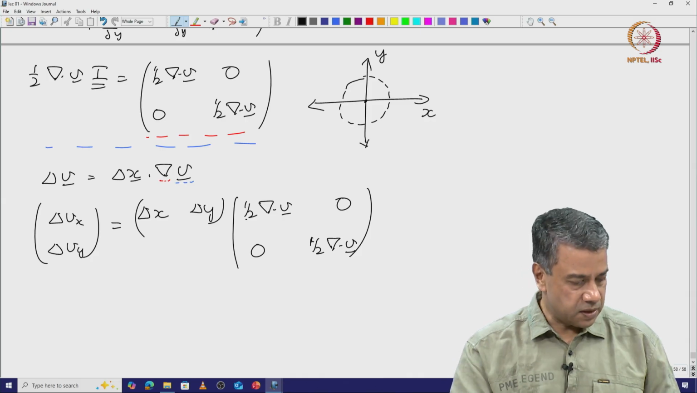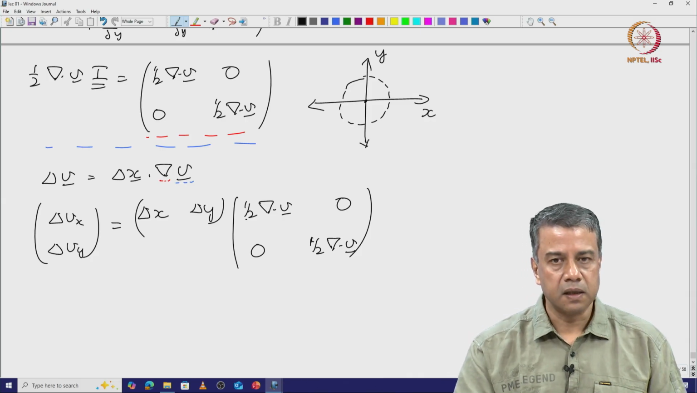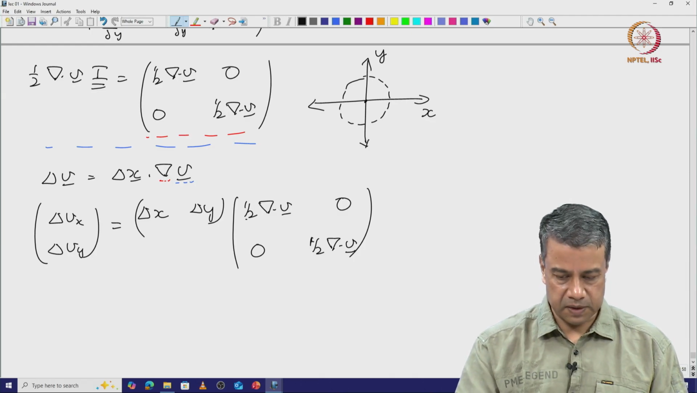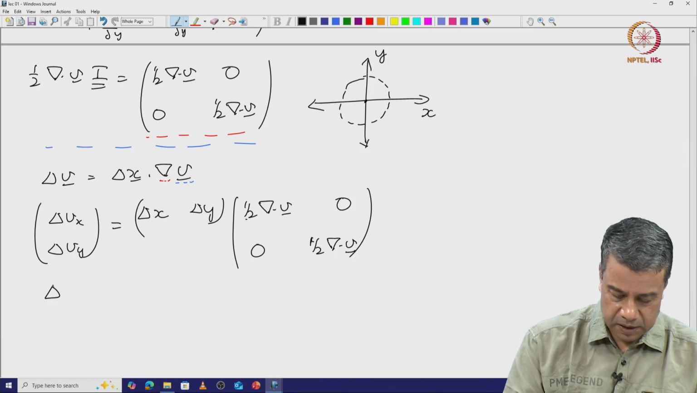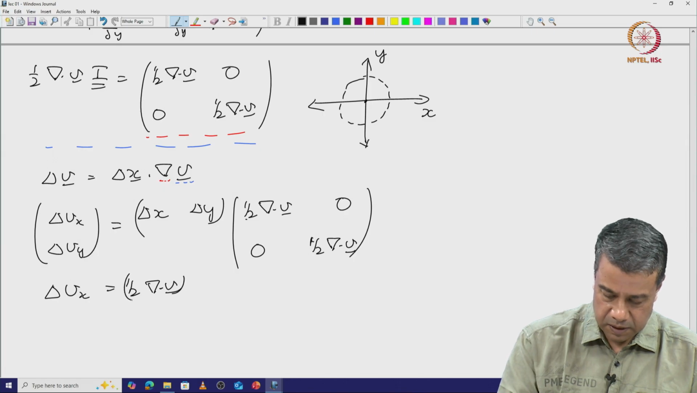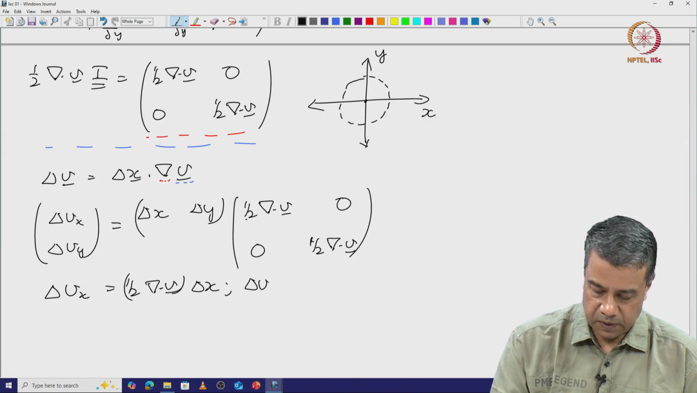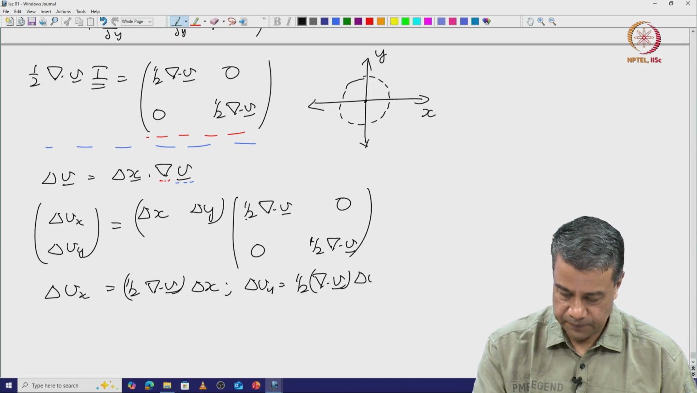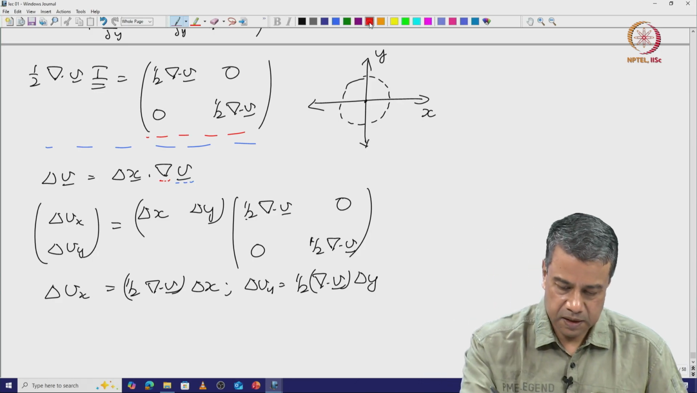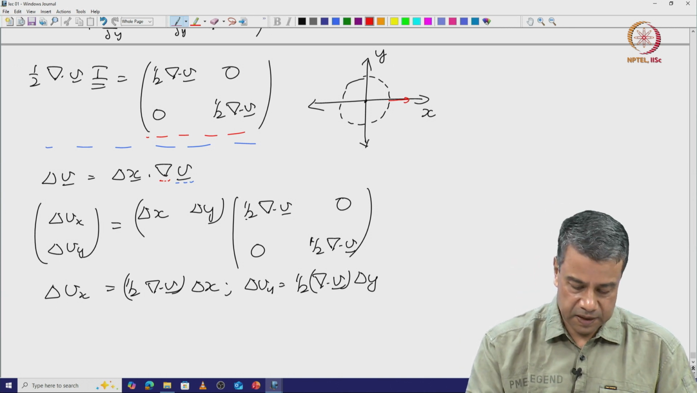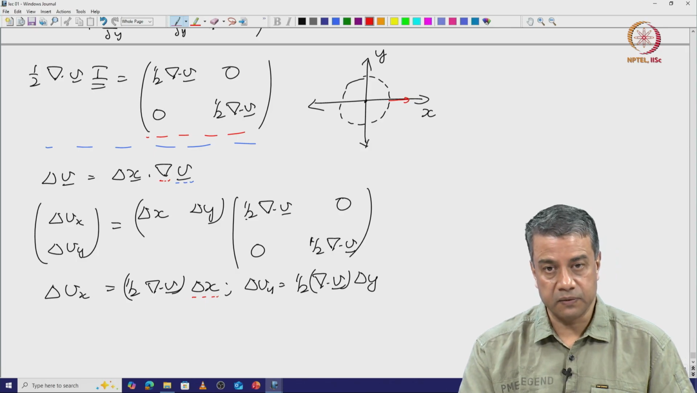So, this is what I get when I multiply the gradient of the velocity with the dot product of the separation, the difference in velocity between these two components. Therefore, I will get delta Vx is equal to half del dot V delta x and delta Vy is equal to half del dot V times delta y. So, at a location x plus delta x, the velocity Vx is proportional to delta x and the velocity Vy is equal to 0.